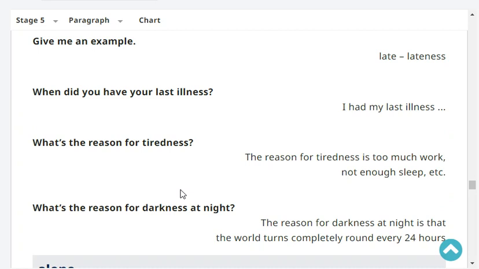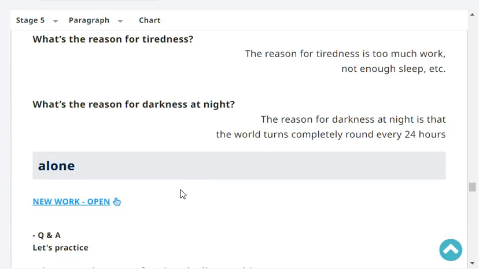What's the reason for tiredness? The reason for tiredness is too much work, not enough sleep, etc. What's the reason for darkness at night? The reason for darkness at night is that the world turns completely round every 24 hours. Very good.